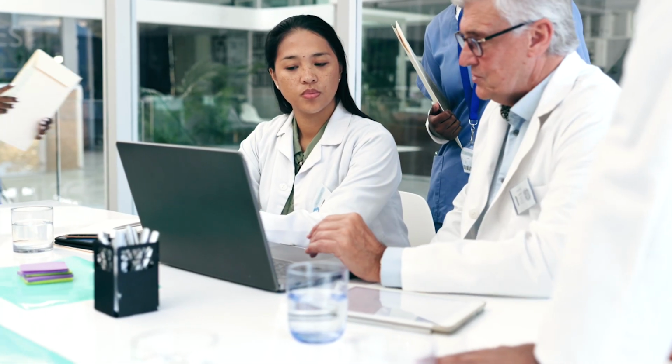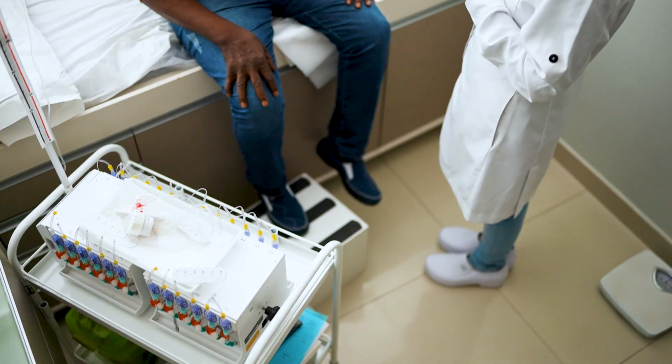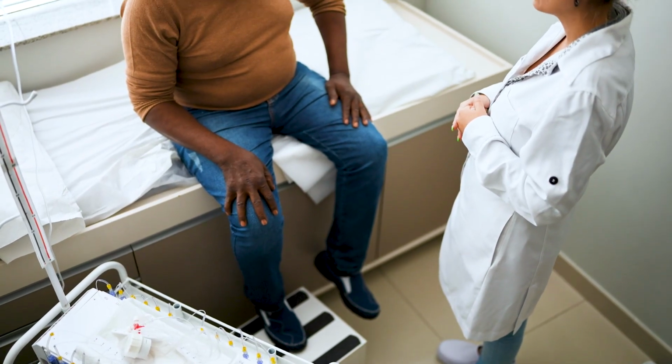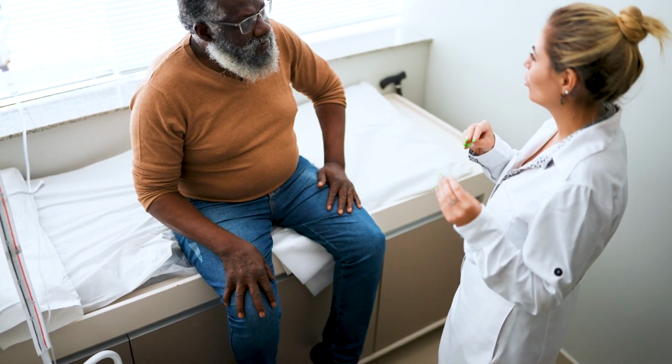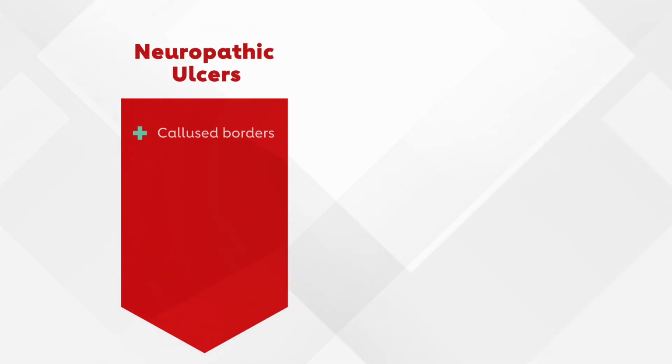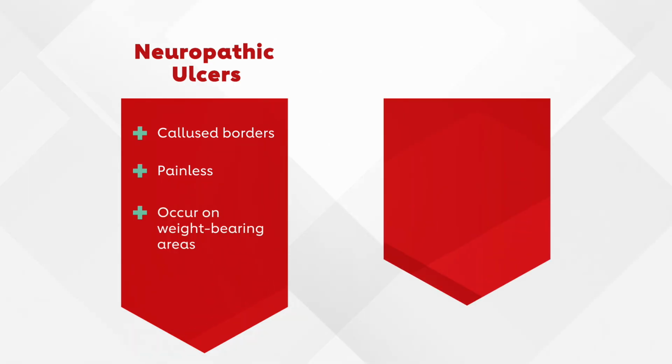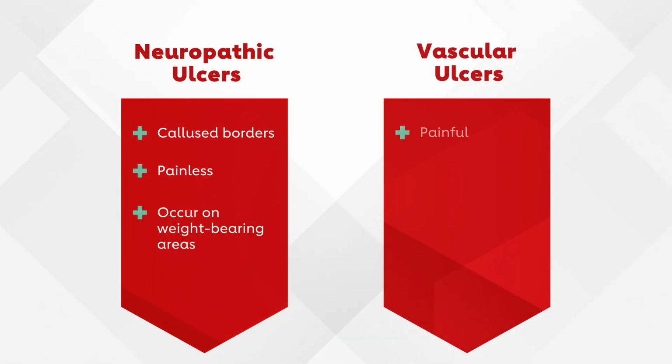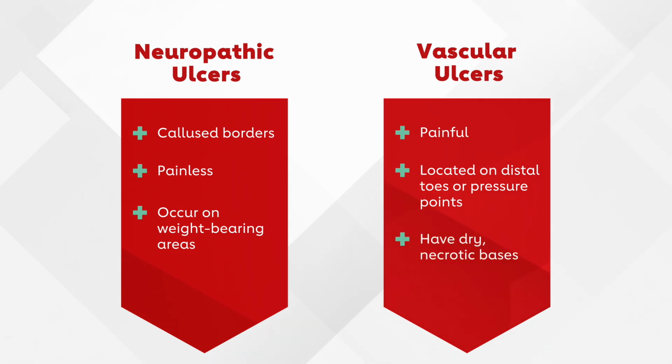The WI-FI classification helps predict the risk of amputation and the potential benefit of revascularization, guiding clinical decision-making and ensuring timely intervention. It also standardizes communication among providers and helps set realistic expectations with patients regarding their limb salvage prognosis. Neuropathic ulcers often have calloused borders, are painless, and occur on weight-bearing areas. In contrast, vascular ulcers are painful, located on distal toes or pressure points, and have dry, necrotic bases.